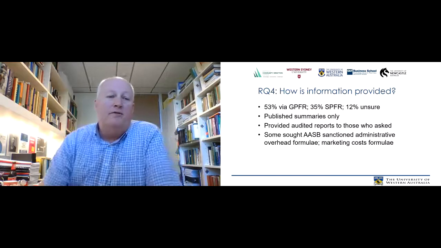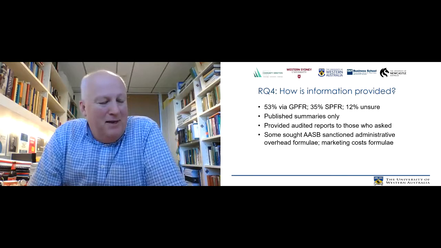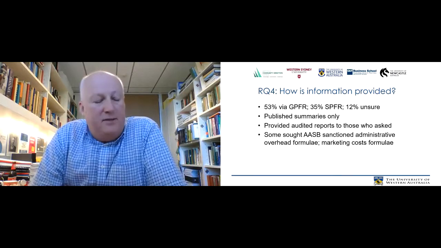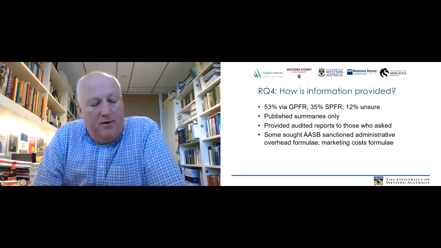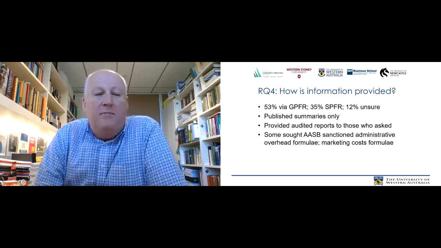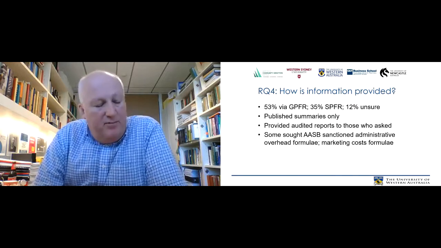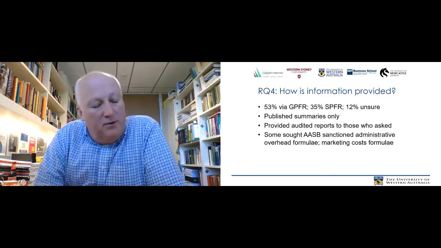In terms of RQ4, the final RQ, and I've only got a couple of minutes left. How is the information provided? Well, you can see there that about 53% of these organisations provided their information via general purpose financial reports, 35% by special purpose, and 12% were unsure, which I think actually is an improvement on anecdotal polls of that nature over the last 10 years.